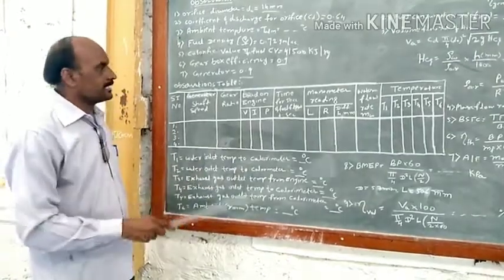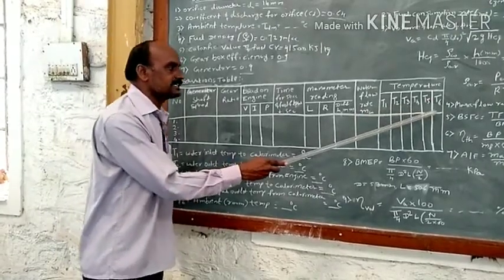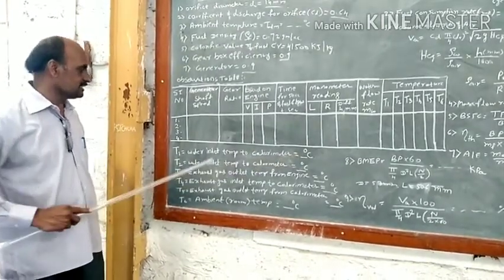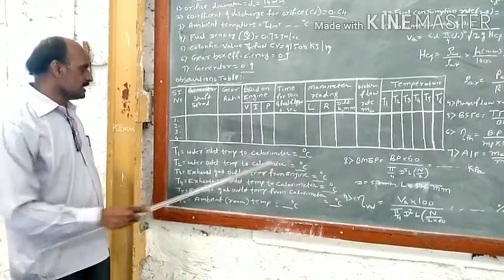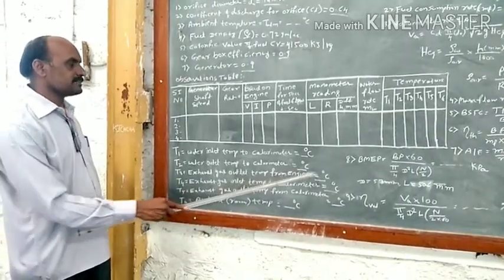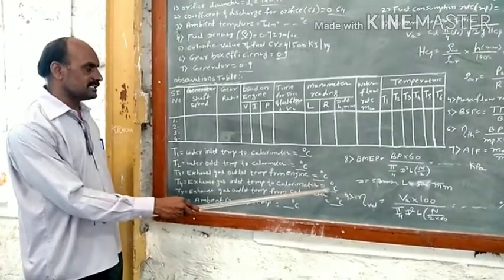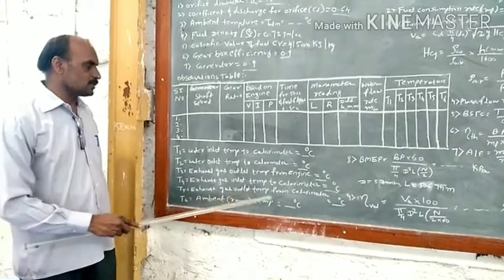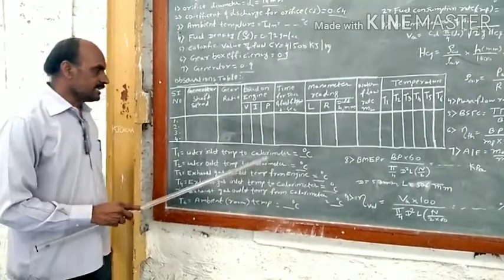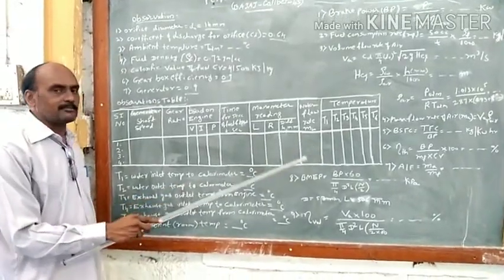For each experiment, we need to note down the various temperatures T1, T2, T3, T4, T5, T6, where T1 is the water inlet temperature to the calorimeter in degrees Celsius, T2 is the water outlet temperature from the calorimeter in degrees Celsius, T3 is the exhaust gas outlet temperature from the engine in degrees Celsius, T4 is the exhaust gas inlet temperature to the calorimeter in degrees Celsius, T5 is the exhaust gas outlet temperature from the calorimeter, and T6 is the ambient room temperature.